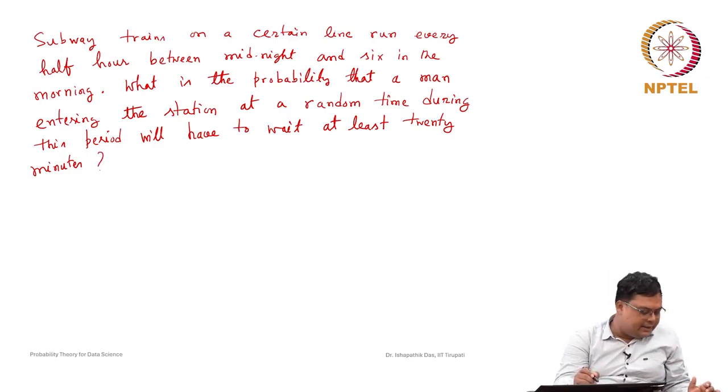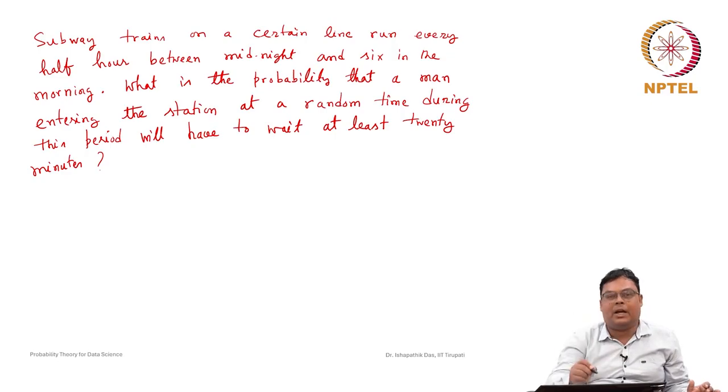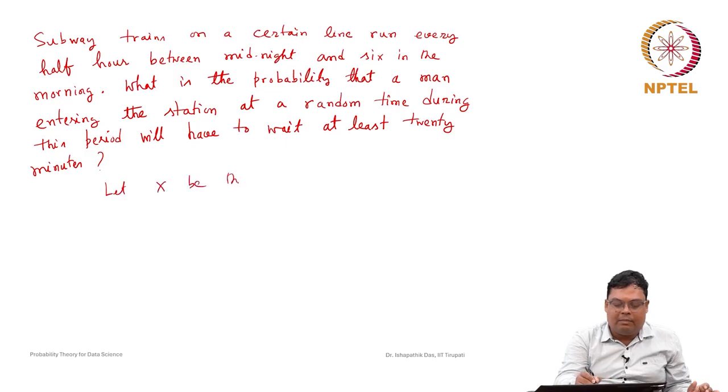So, the problem given here is: subway trains on a certain line run every half hour between midnight and 6 in the morning. What is the probability that a man entering the station at a random time during this period will wait at least 20 minutes? Any train can come, because every half an hour a train is coming, and we do not know when it will come. That is why we have this kind of situation, because the duration is half an hour. So, let X be the random variable denoting the waiting time.